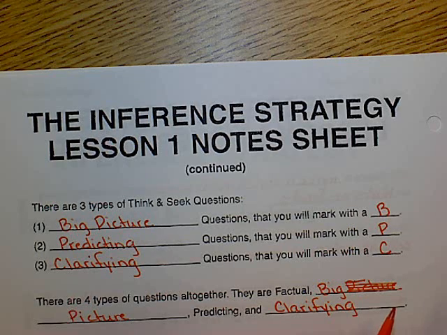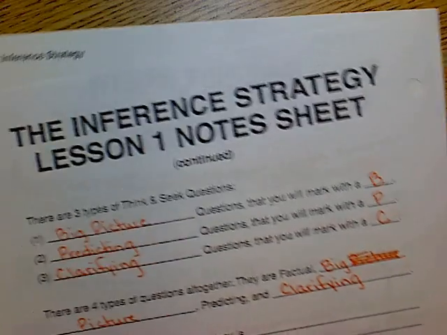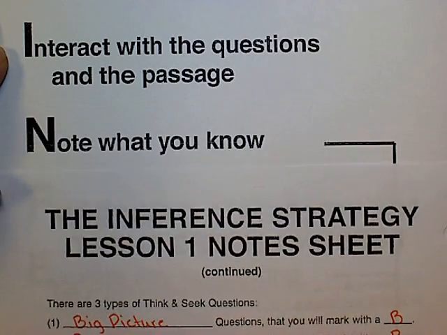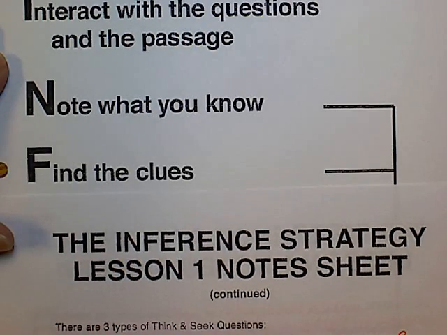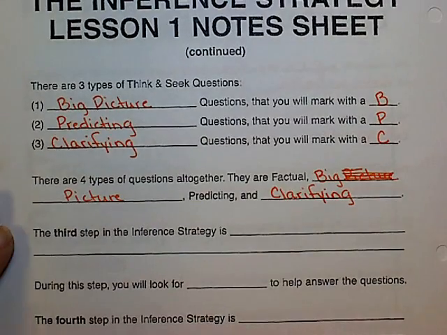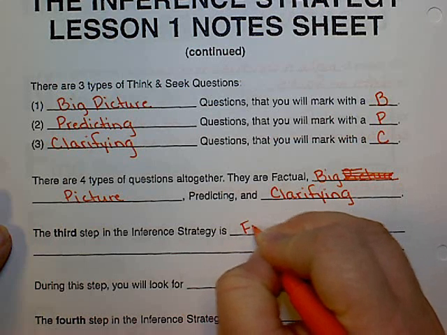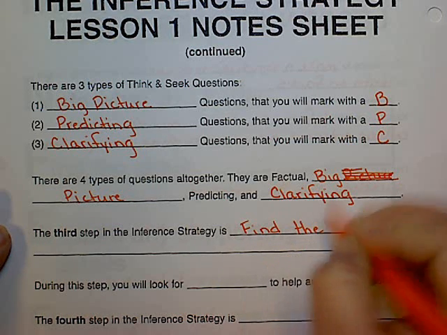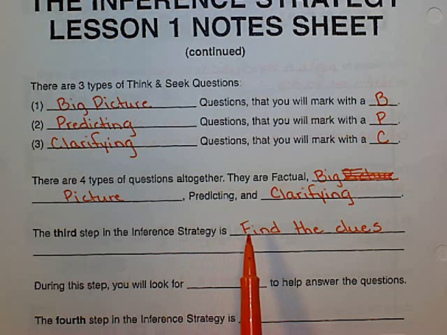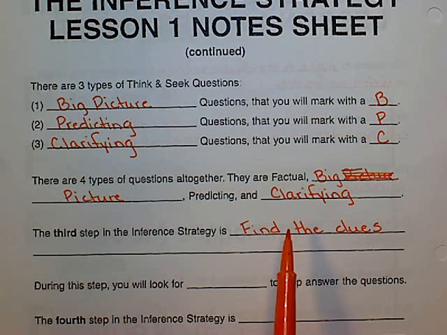So now we're going to go back to the 3rd step in the inference strategy. Remember, we interact with the questions in the passage. We note what we know. The next one is to find the clues. So the third step in the inference strategy is find the clues. During the 3rd step of the inference strategy, you're going to find the clues that will help you answer the questions. So what's a clue?